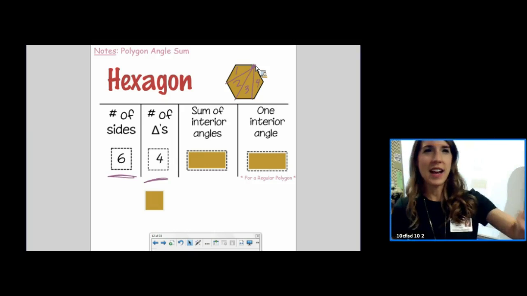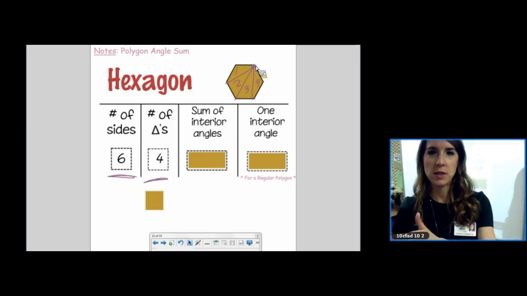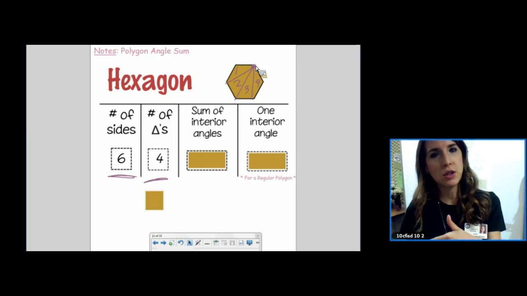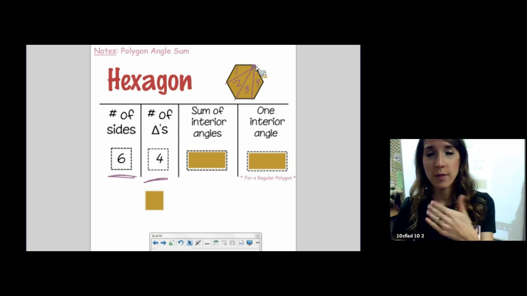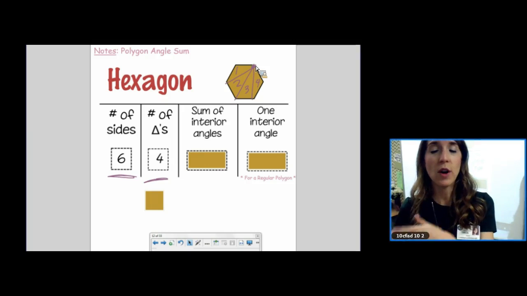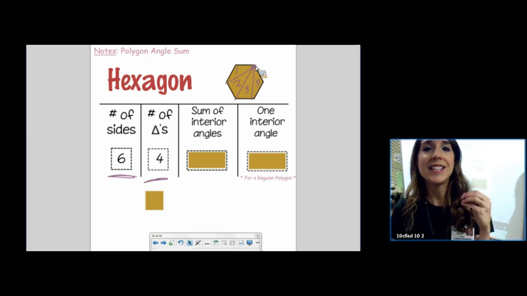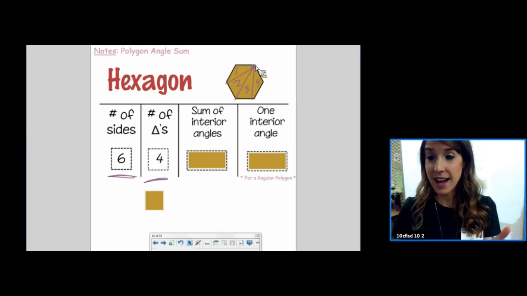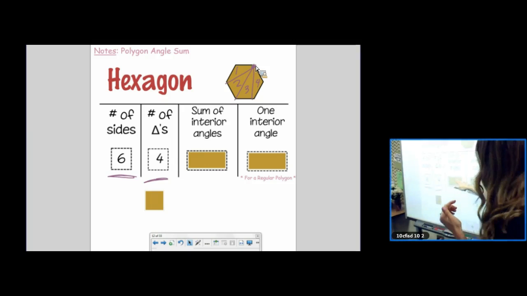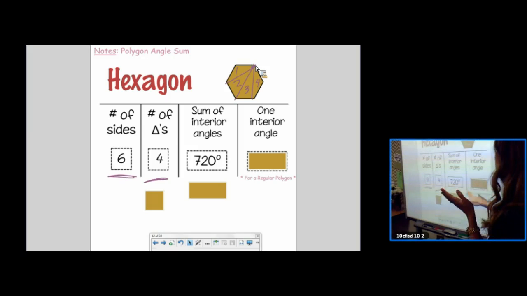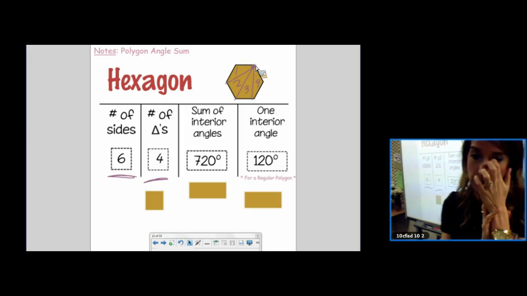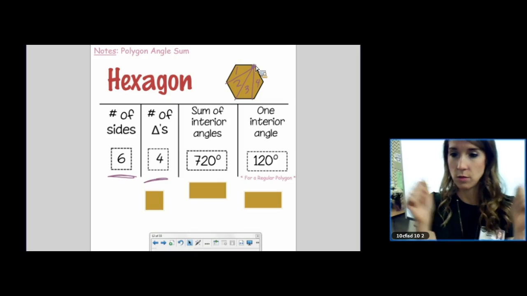If it had 3 sides, there was 1 formed. 3 minus 2 is 1. If it had 4 sides, there were 2 formed. 4 minus 2 is 2. 6 sides, 4 formed. 6 minus 2 is 4. So every time the number of triangles is 2 less than the number of sides. Very good. 4 times 180 is 720. And 720 divided by 6 is 120 degrees. Woohoo! Moving on.